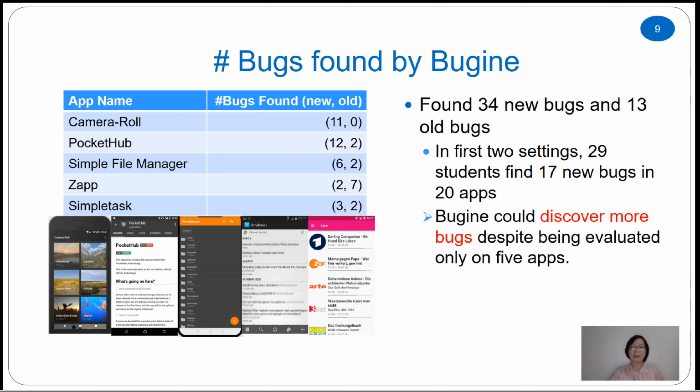Now let's look at the effectiveness of Bugine. It turns out that Bugine can actually find quite a few new bugs. It finds 24 bugs, while in the first two settings, 29 students found 17 bugs in 20 apps. So we conclude that Bugine can actually discover more bugs even though we only evaluated it on 5 apps.